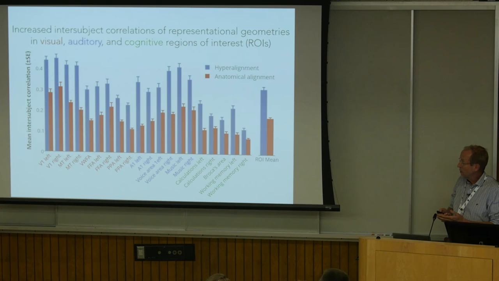So this just shows that broken down by area, same 20 areas. And you can see we get this effect everywhere we look with about a 1.8 fold difference in mean correlation across these 20 loci.